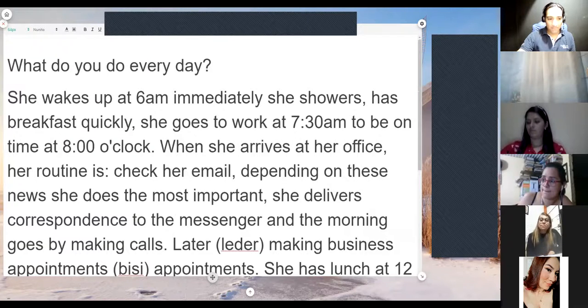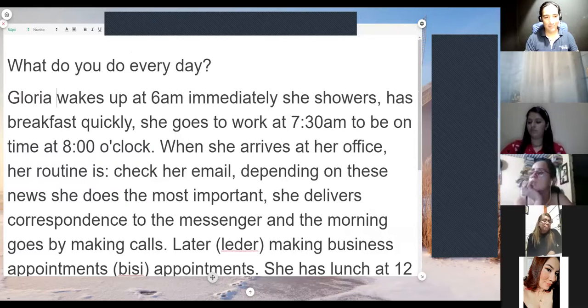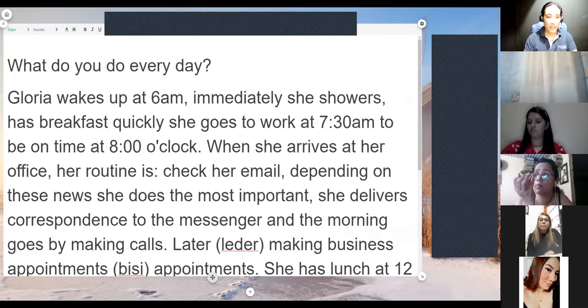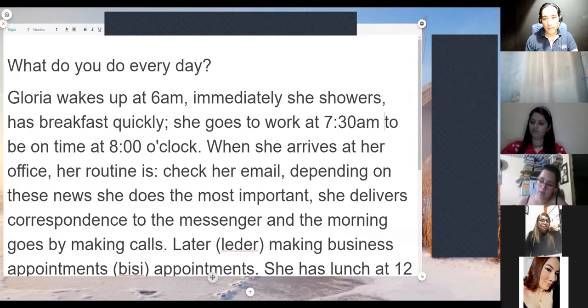So what do you do every day? Gloria wakes up at 6 a.m. Okay. Immediately she showers, has breakfast quickly. She goes to work. Okay, aquí. Has breakfast quickly. And, okay, she goes to work at 7:30 a.m. To be on time at 8 o'clock. When she arrives at her office, her routine is check her email. Depending on this news, she does the most important. Dependiendo de estas noticias, ella hace lo más importante.